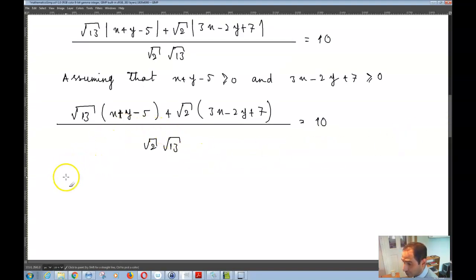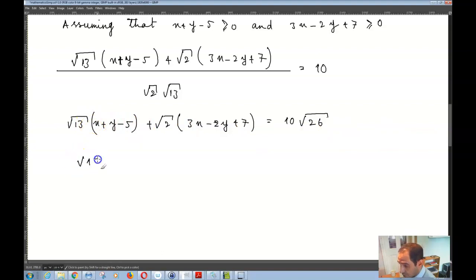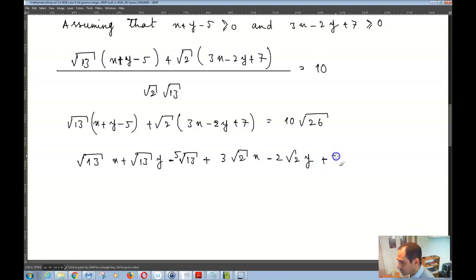And so what that means is that square root of 13 times x plus y minus 5 plus the square root of 2 times 3x minus 2y plus 7 is equal to, this is square root of 26, so that would be 10 times square root of 26. And of course you can multiply these, meaning that you can write square root of 13 times x plus square root of 13 times y minus 5 times the square root of 13, plus 3 times the square root of 2 times x minus 2 times the square root of 2 times y, plus 7 times the square root of 2 is equal to 10 times the square root of 26.